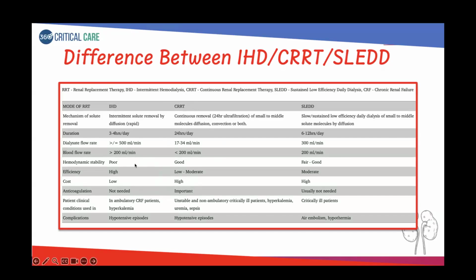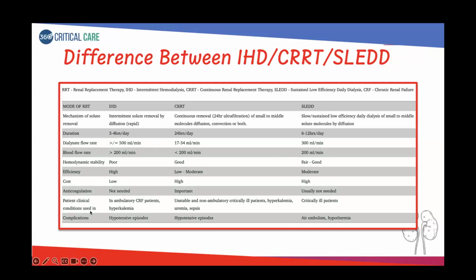So CRRT is an expensive treatment because you need anticoagulation. The next point. Usually IHD doesn't need anticoagulation, or just a single small dose of anticoagulation, because of the high blood flow. The filter doesn't clot that quickly, and you are only maintaining for 4 hours, not 24 hours. For a 24-hour therapy, you need some anticoagulation. That again increases the cost of treatment. In SLED, you may or may not need it based on the patient's background, whether you want to anticoagulate or not, but a single dose of anticoagulation can suffice for SLED also.